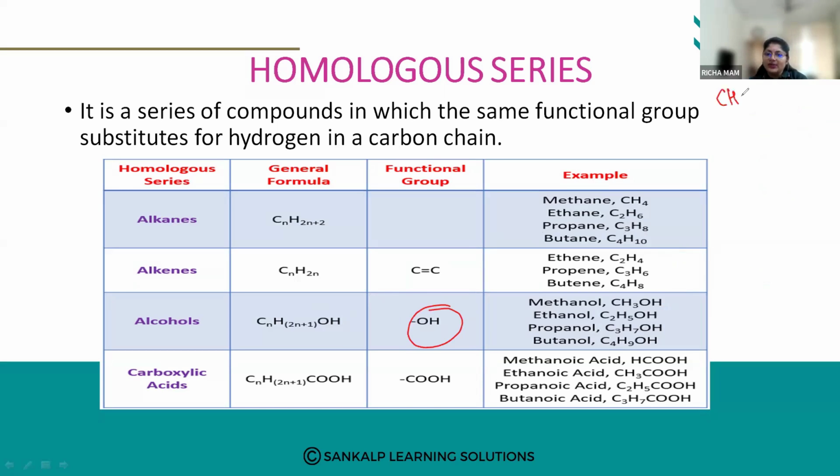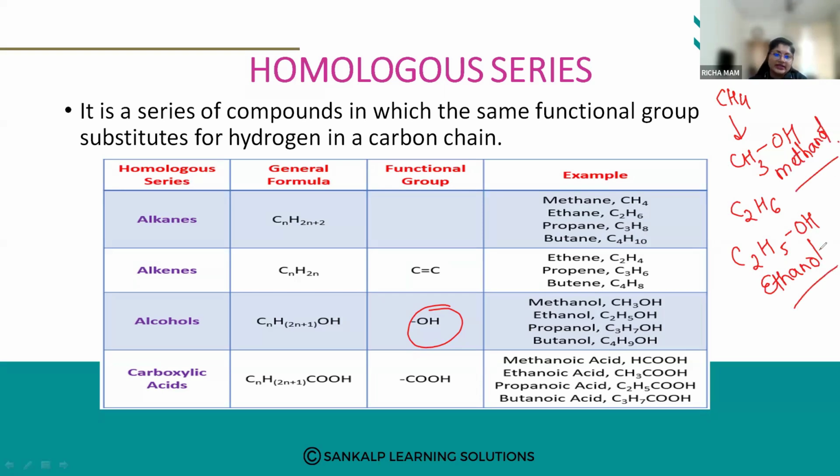Now if I have methane and one of the hydrogens is substituted by OH, this will become methanol. Suppose I take ethane, and one of the hydrogens is replaced by OH. So this is called ethanol. This is obeying the same rule, so this is called a homologous series.